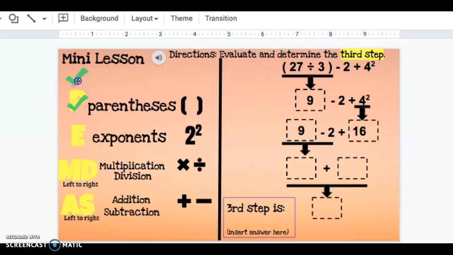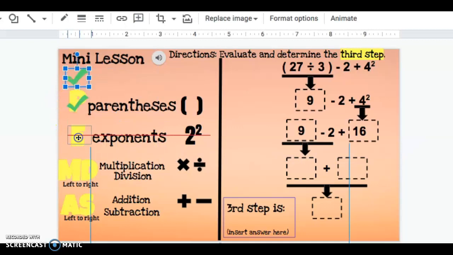I don't see any more exponents, so my exponents are done. Now I'm looking at 9 minus 2 plus 16, and I'm looking for multiplication and division. I don't have any multiplication and division, so I don't have to do that step. Because the division was in the parentheses, I had to do that first, so there's no multiplication and division left in the problem.